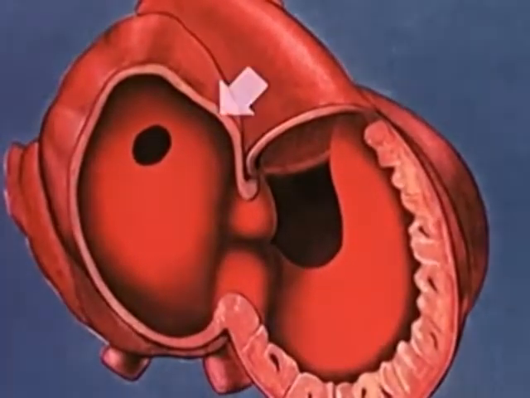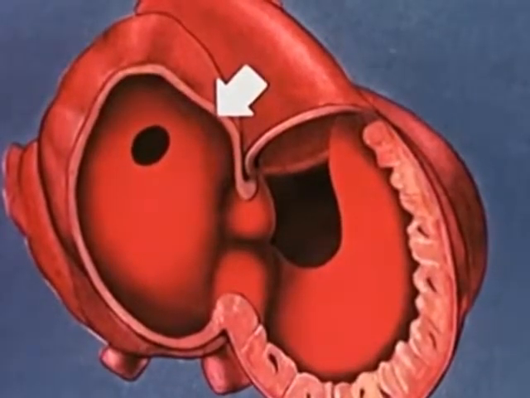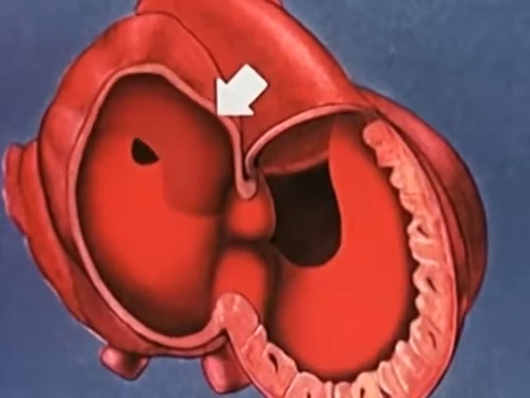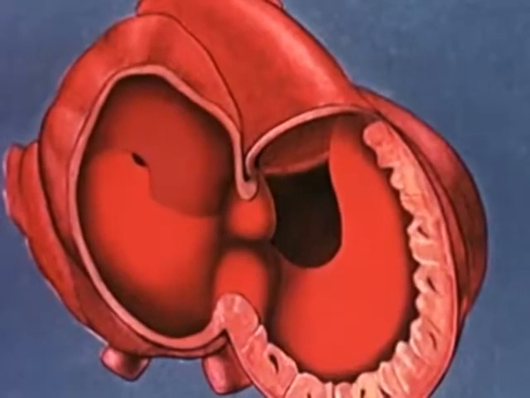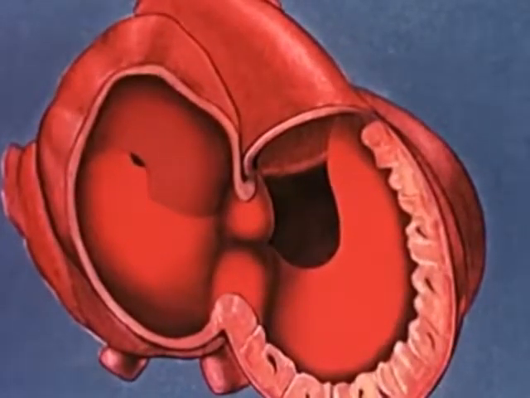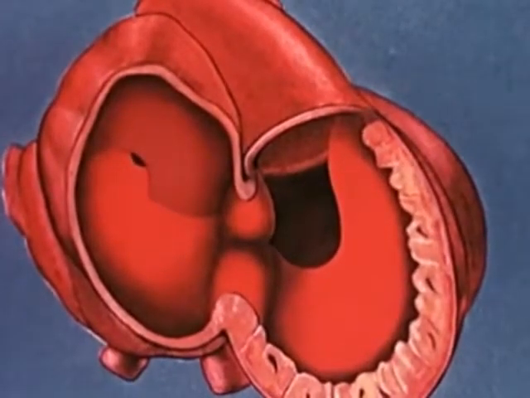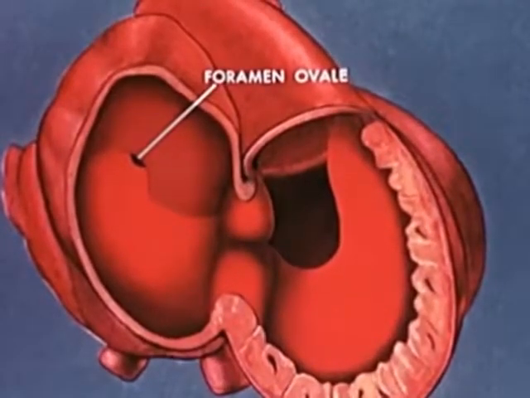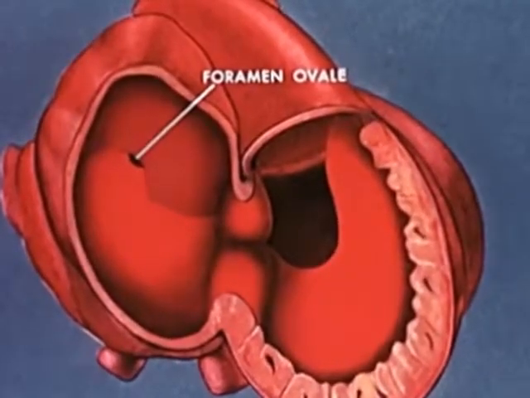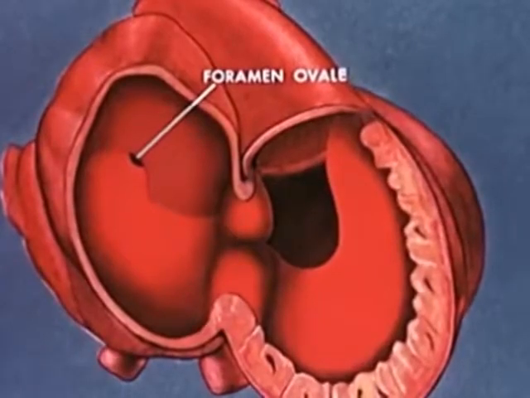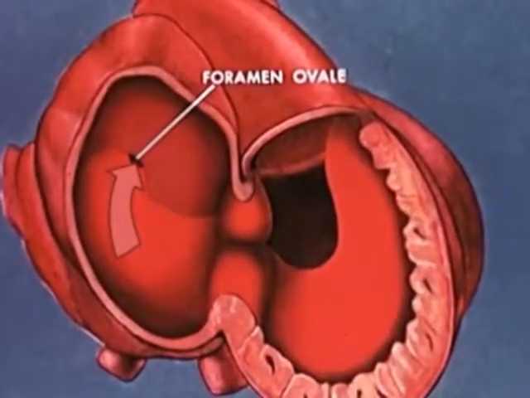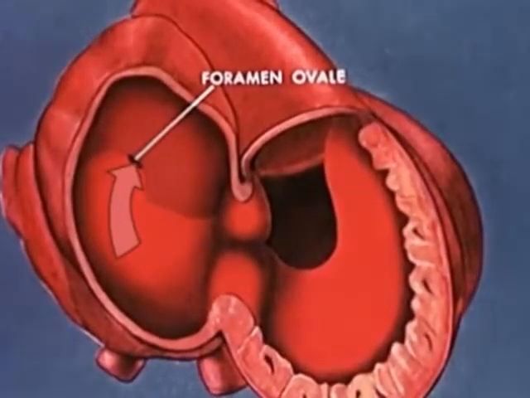Another interatrial septum, the septum secundum, develops from a ridge just to the right of the septum primum and extends down like a curtain over the interatrial fenestration. The advanced edge of the septum secundum forms the foramen ovale, with the septum primum acting as a unidirectional flutter valve. Thus, blood can flow only from the right atrium to the left.